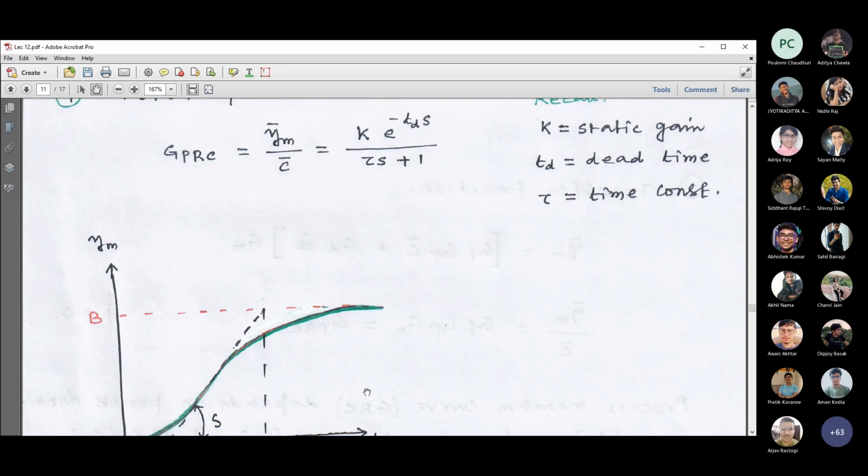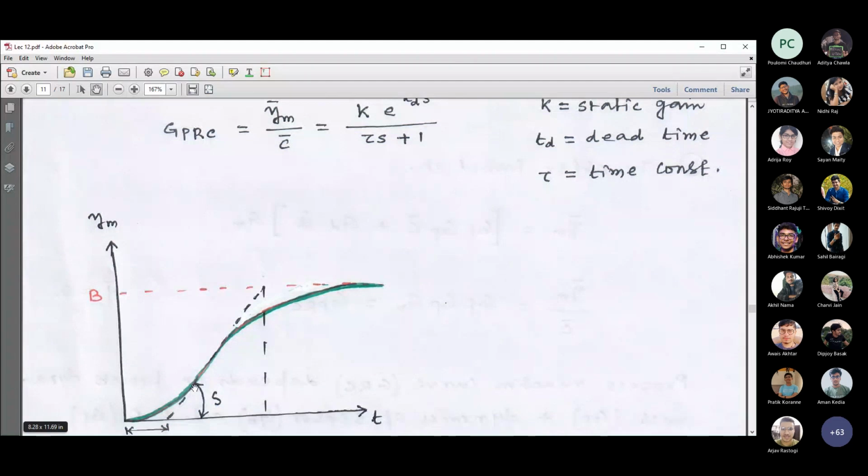I repeat, three parameters are involved here. If we introduce a step change in a chemical process, it shows this type of response, sigmoidal shape, which is shown in this plot. Now this sigmoidal shape we can represent by this first order plus dead time transfer function. For this transfer function, we need to determine three parameters, K, TD, and tau, that we are going to determine now. Got the point, student?